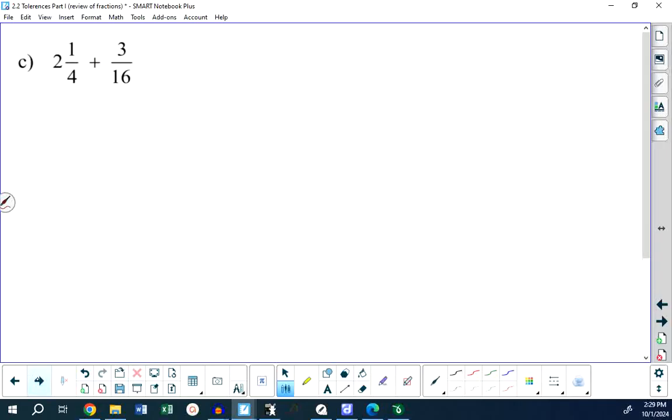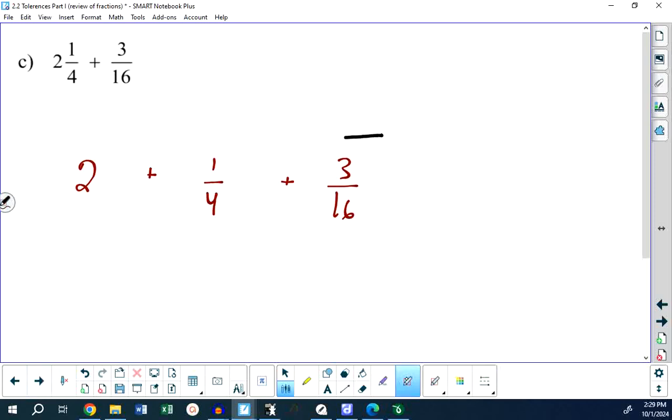Okay, so how are we going to do this? 2 1/4 plus 3 16ths. What we're going to do is say that this is 2 plus 1/4 plus 3 16ths. We're not going to worry about the 2. We know what 2 is. 2 is 2. At the end, whatever we get, we're going to say 2 and that amount. What we want to focus our attention on is this. And I don't know if you've noticed, but all our fractions are quarters, 8ths, 16ths. That's because that's what you use on a tape measure in imperial.